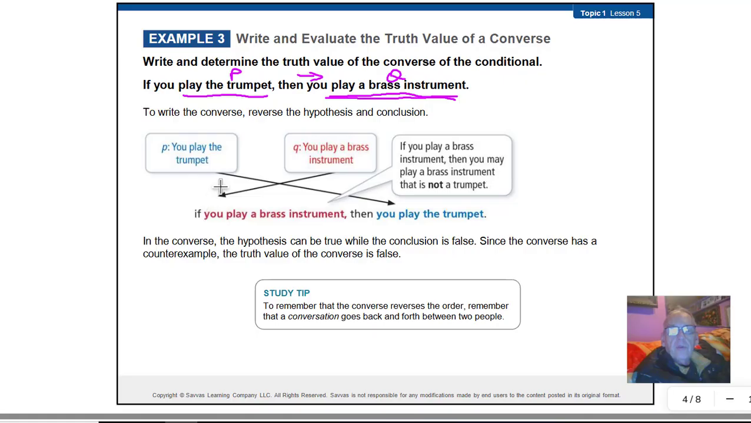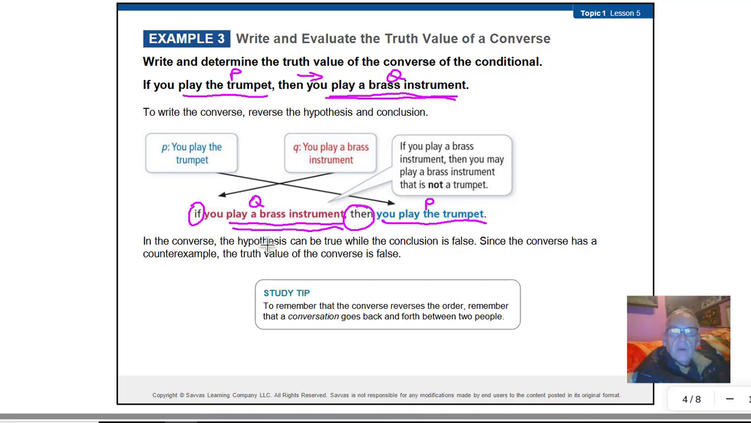If P, then Q. To write the converse, we're going to say: if you play a brass instrument, then you play the trumpet. The conclusion part was moved up there after the if, and the "you play the trumpet," which was the P, was put after the then. So we can see that the Q comes first, the P comes second in the converse form.